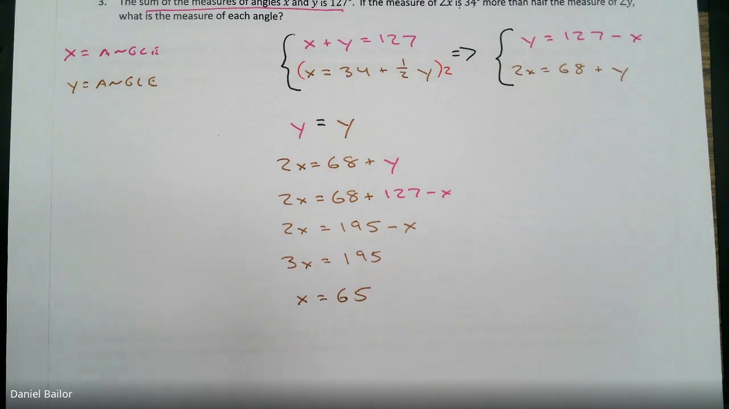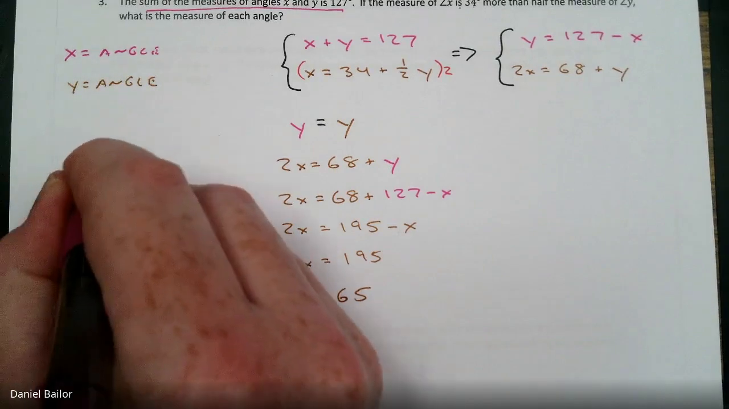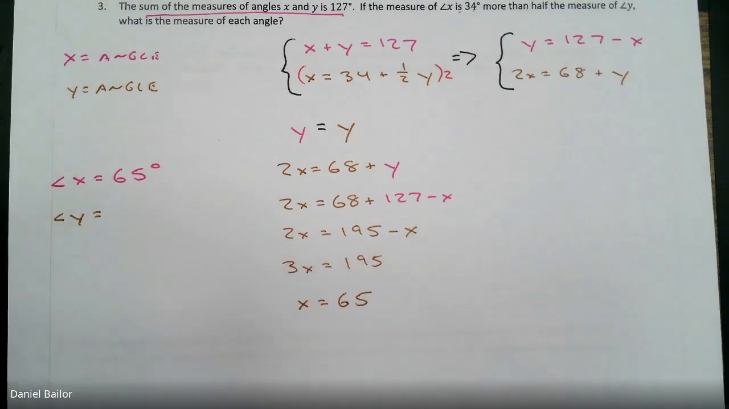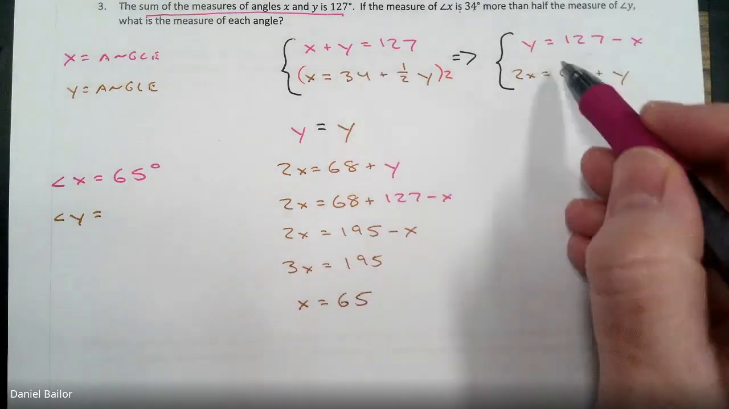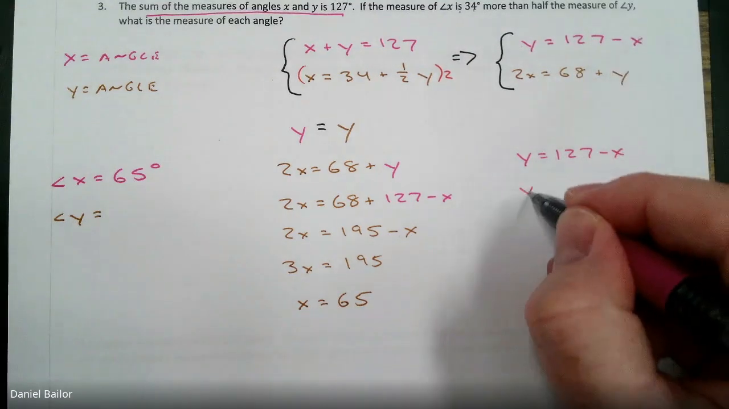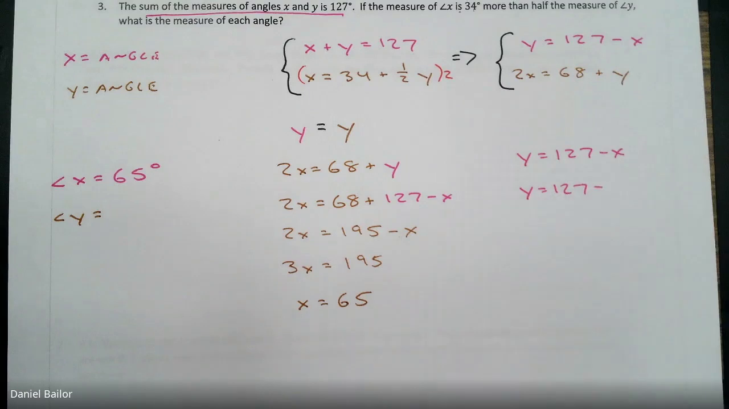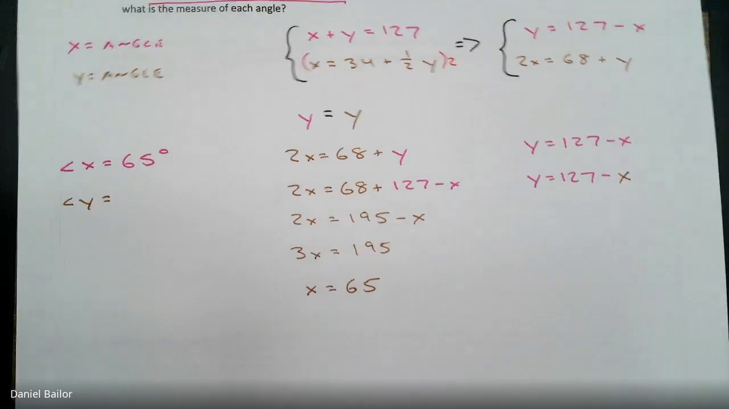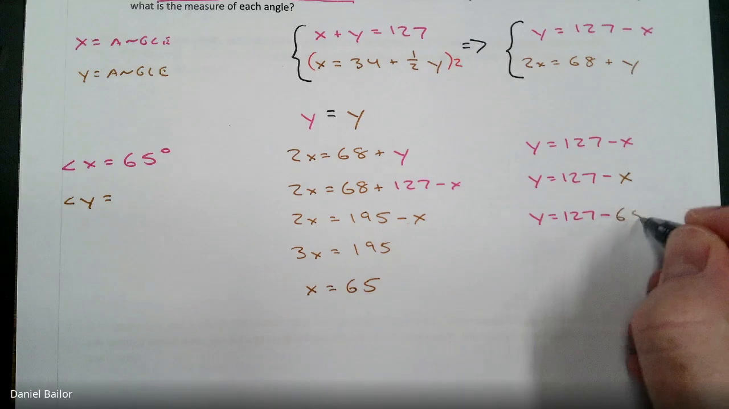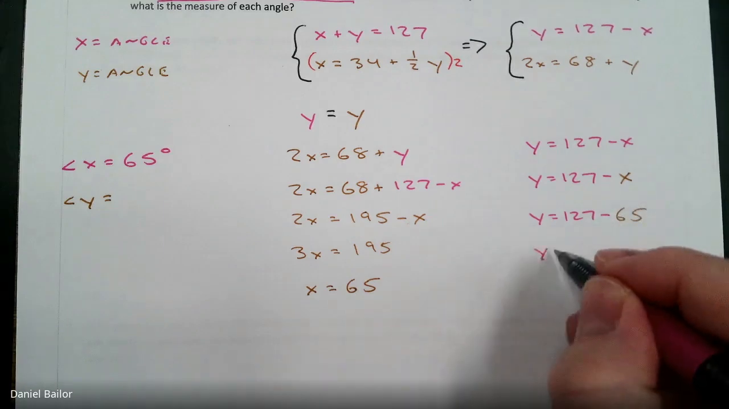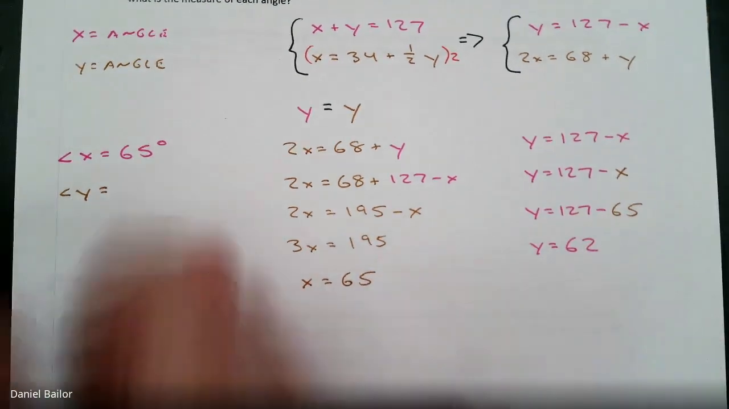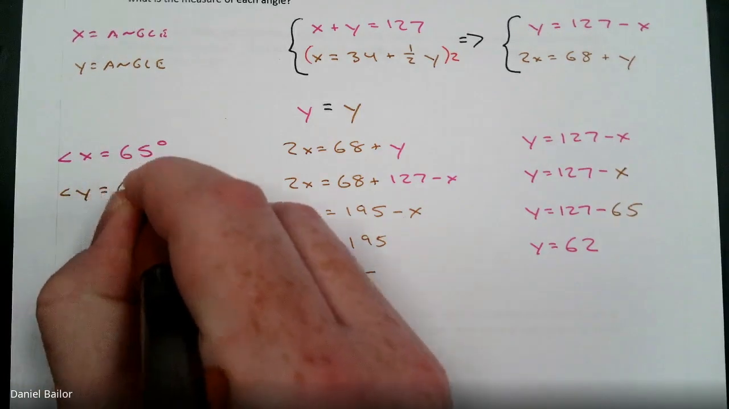So that means angle x equals 65 degrees. We still need to find angle y. So to find angle y, let's just put it back up here. Let's use this one. y equals 127 minus x. We did that right here. Only this time I'm going to substitute the solution x to find the solution y. So I get y equals 127 minus 65. So y ends up being 62. So angle x is 65 degrees, angle y is 62 degrees.